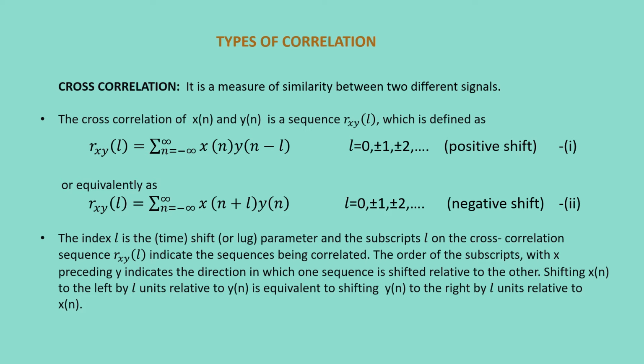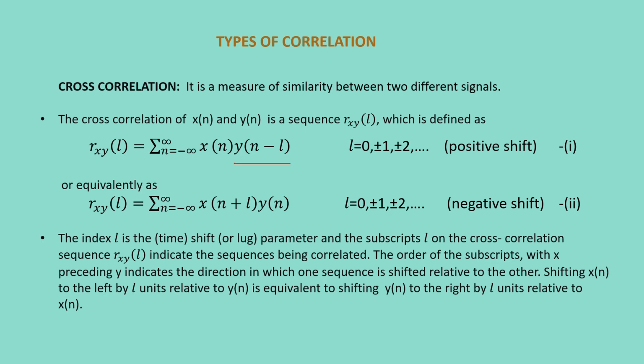As said earlier, there are two types of correlation, cross correlation and autocorrelation. Cross correlation is the measure of similarity or coherence between one signal x of n and the time delayed version of the other signal y of n minus L. Cross correlation of two signals x of n and y of n is given as Rxy of L equals sigma n equals minus infinity to infinity x of n into y of n minus L. Cross correlation can also be found via graphical techniques.